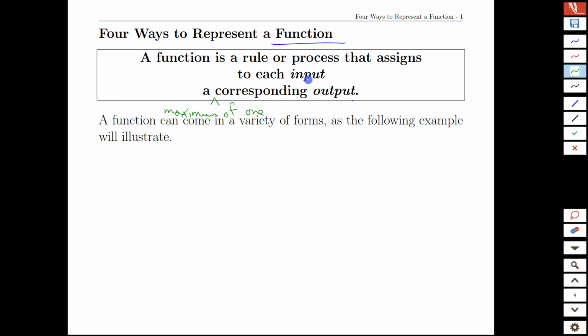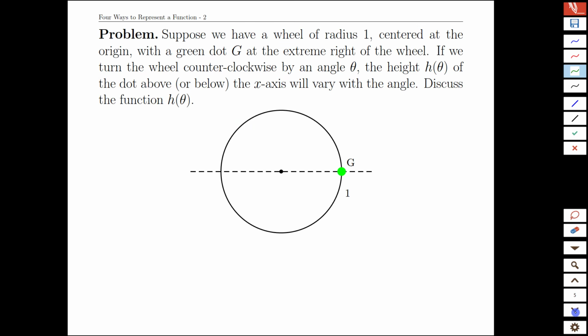With that idea of an input being translated into a single output, what we can look at is how these kinds of functions might be expressed or formulated. So let's take a look at the example on the next page.